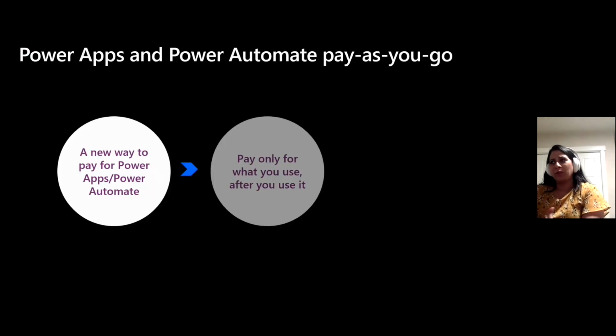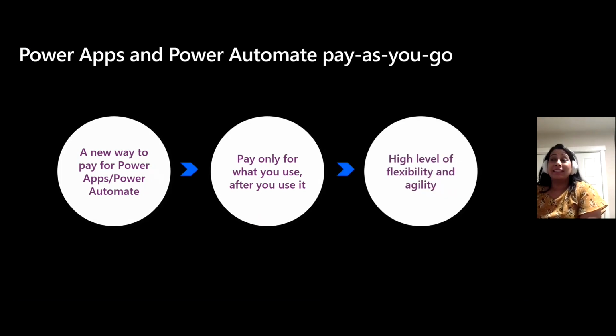Now, what is Pay As You Go? Why do you need it? This is a new way to pay for Power Apps and Power Automate licenses. One of the top feedback we heard from customers is that you need a flexible way to pay for Power Platform licenses, where customers don't have to worry about licensing upfront before they build and deploy their apps or flows. So, it's a flexible option. You only pay for what you use, and you'll only pay after you use it.